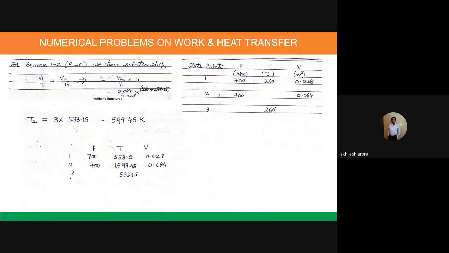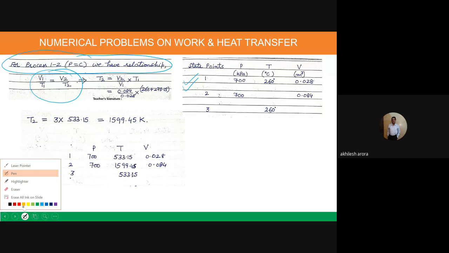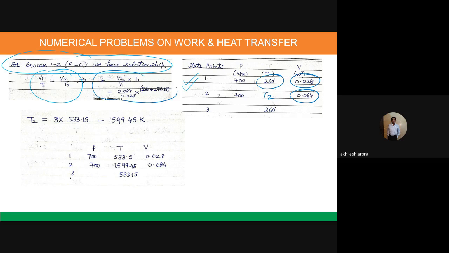So let us see. Once again, I have given this state point information in this slide also. I know that the first process is a constant pressure process, and for a constant pressure process, we have this relationship between the volume and temperatures. So V1 by T1 is equal to V2 by T2. If you see the table here, I have mostly all the values. I know the value of V1, I know the value of V2, I know the value of T1, but T2 is unknown.